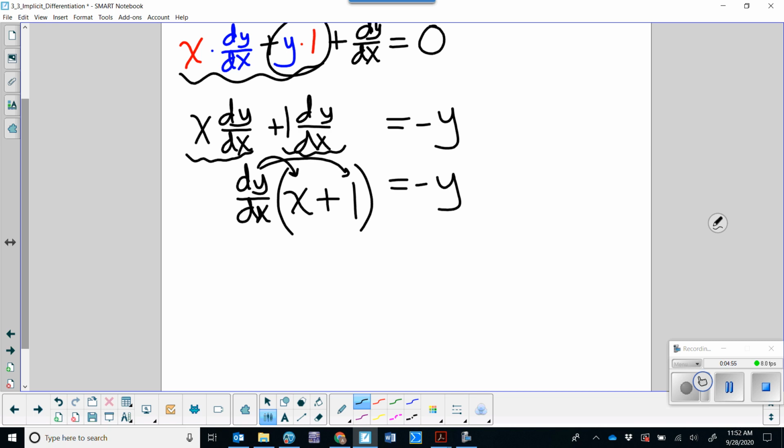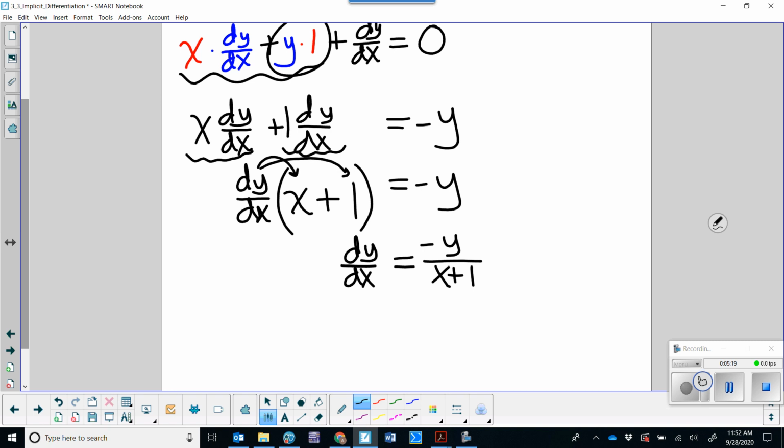So if you accidentally just do dy/dx times x, you'll see that you don't get what you have above. So kind of check that if you struggle with that a bit. Now remember, I'm solving for dy/dx, so I'm just going to simply divide by x plus 1. So I get the opposite of y over x plus 1, and I got an expression for dy/dx.